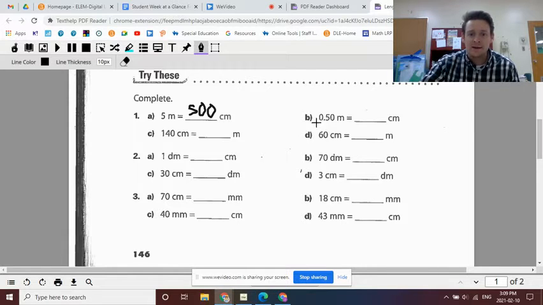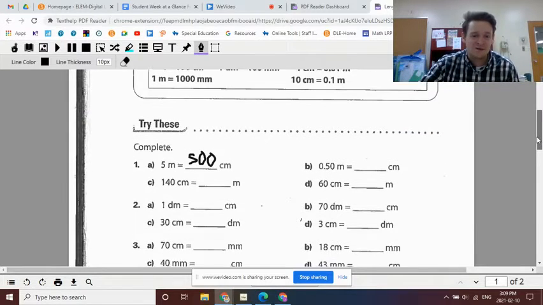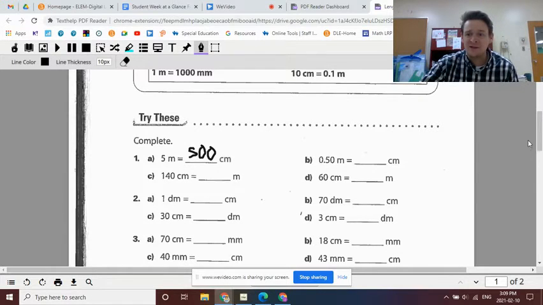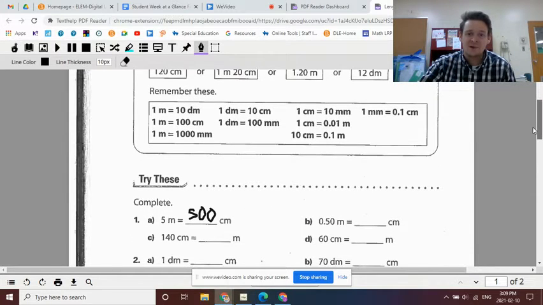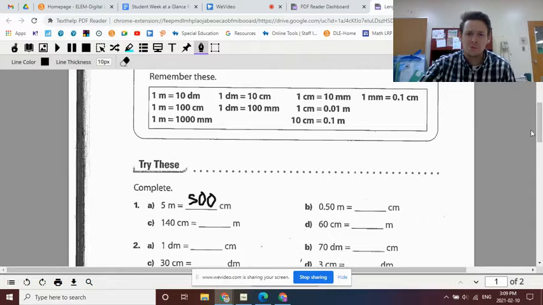Let's try a tricky one. This one's tricky because it uses a decimal. 0.5 meters is how many centimeters? So you need to know that 0.5 means 5/10, which also means half. So if 1 centimeter equals 0.01 meters, 1 centimeter equals 1/100th of a meter, then 50 centimeters is what's going to give us 0.50 or 0.5 meters. So 50 centimeters.